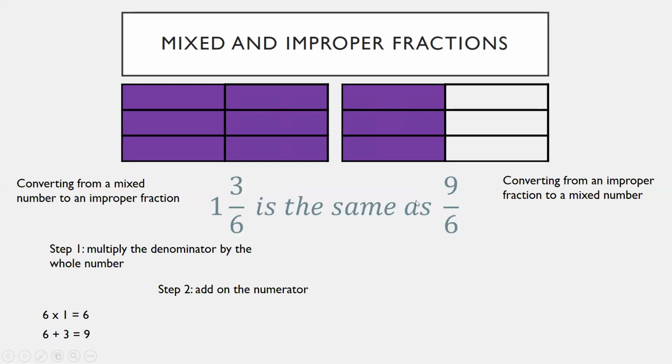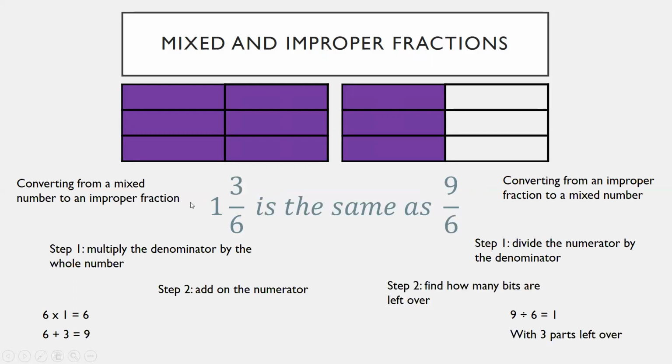And then if we want to go back the other way, so starting with the improper fraction, we're dividing. So we're saying how many 6s can we get into 9? Well, that's 1. So 1 whole 1. And then how many bits are left over? Well, that would be 3. So that's this 3 up here. And then remember that the denominator always stays the same.